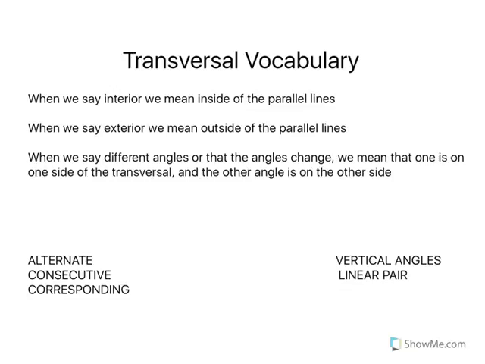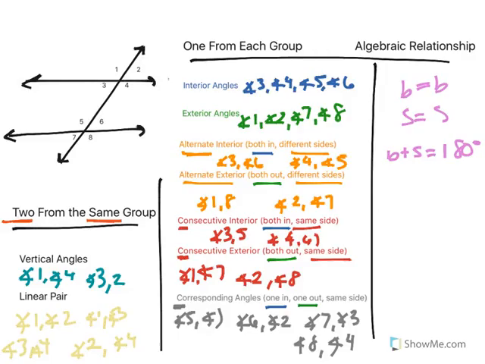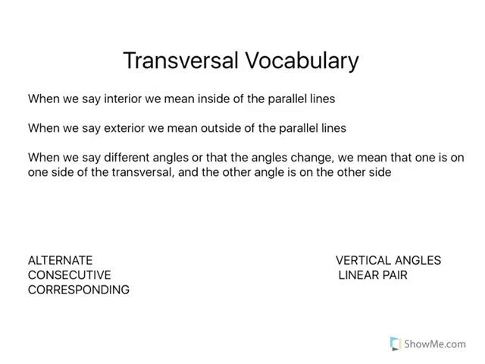Transversal vocabulary. So I'm just going over the things that I explained in the previous slide, in this slide, okay? And this is just for the people that when they read text, they understand things better than pictures. So when we say interior angles, we mean inside of the parallel lines. So interior angles are all of these angles. When we say exterior angles, we mean angles outside of the parallel lines. So all of these angles and all of these angles.